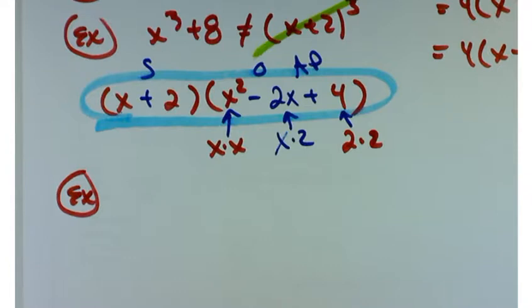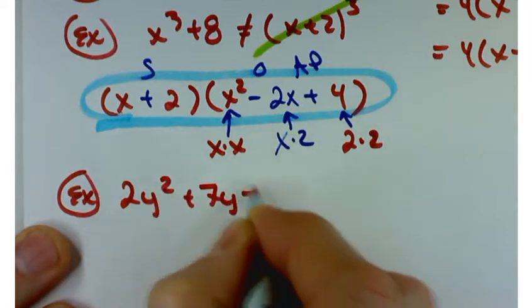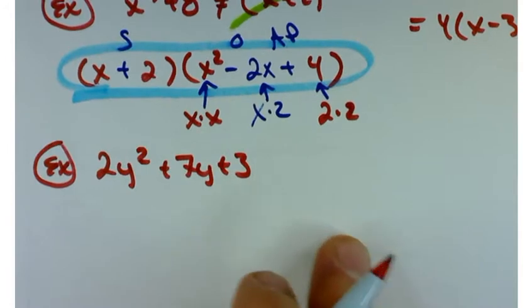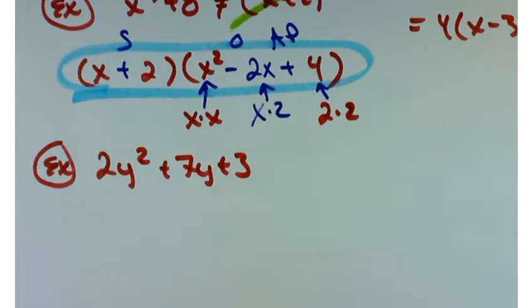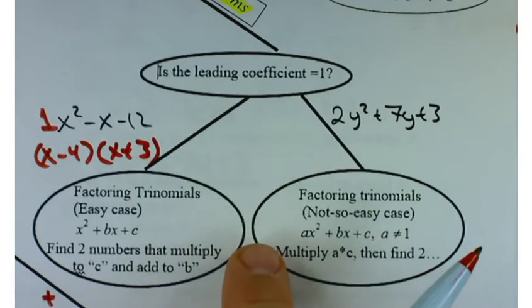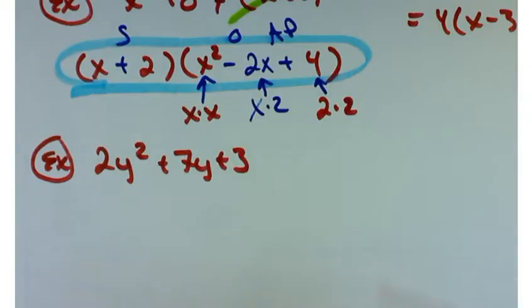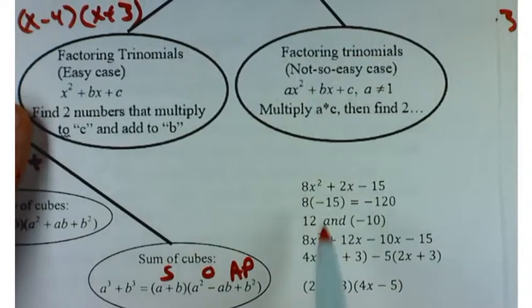Let's try this one. 2y squared plus 7y plus 3. What are we going to do to factor this one? Well, let's see. 3 terms is going to be the easy case or the not so easy case? Not so easy case. In fact, it could look familiar. All right, so with these, there's kind of a little trick here. And let me help you out by going through this one first.